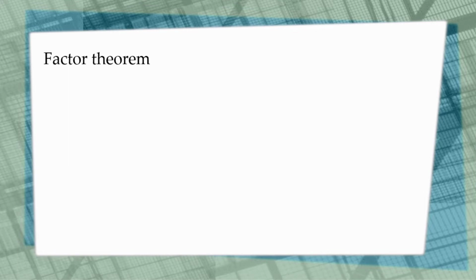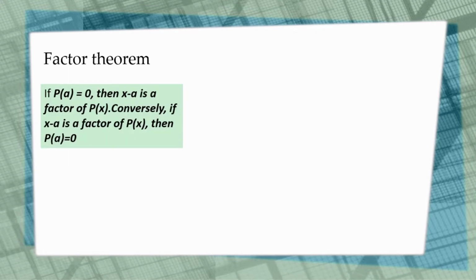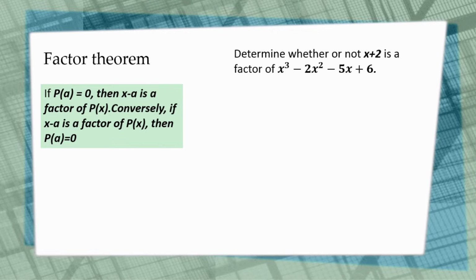Another term is the factor theorem. The factor theorem states that if p of a equals 0, then x minus a is a factor of p of x. Conversely, if x minus a is a factor of p of x, then p of a equals 0. Example, determine whether or not x plus 2 is a factor of x cubed minus 2x squared minus 5x plus 6. The divisor is x plus 2, so a equals negative 2. Then substitute negative 2 for x.